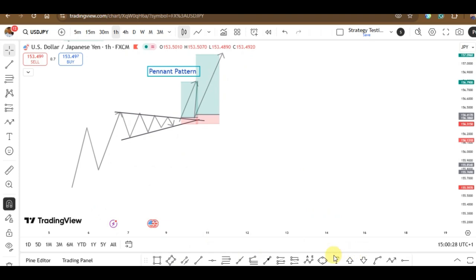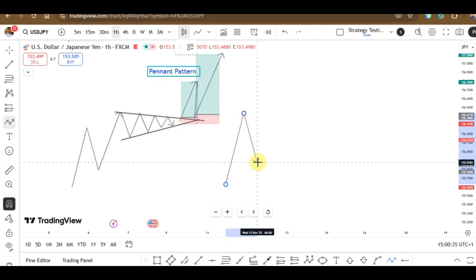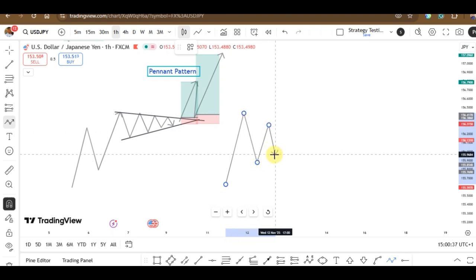Sometimes, let me give you another example. I just have a pull up like this, then a pull down like this, then you now see something like this.